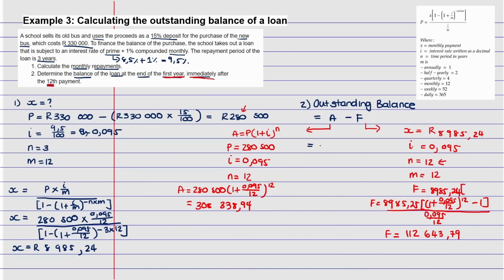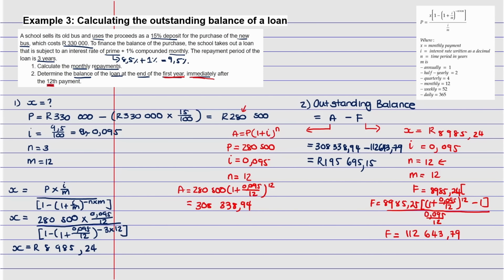So now substituting what we have, A and F: 308,338.94 minus 112,643.79. Punch that into the calculator. You're going to get the outstanding balance as 195,695.15. So that's how you calculate the outstanding balance.